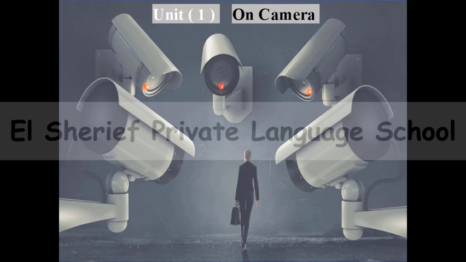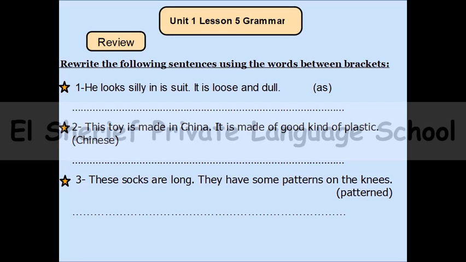Here we are together again with the Aim High book, and we are still in Unit 1, whose title is On Camera. Today we're going to have the last session in Unit 1, and we will have a grammar lesson, but first we will start with the revision part, so let's start. Rewrite the following sentences using the words between brackets. By the way, remember to give the same meaning.